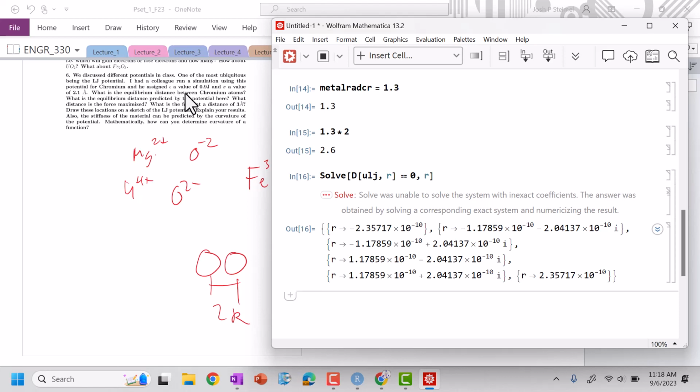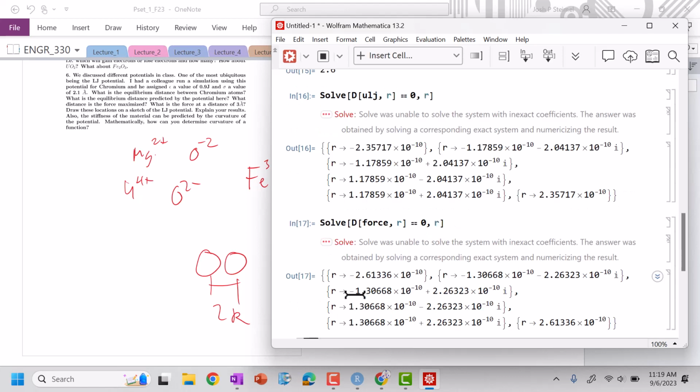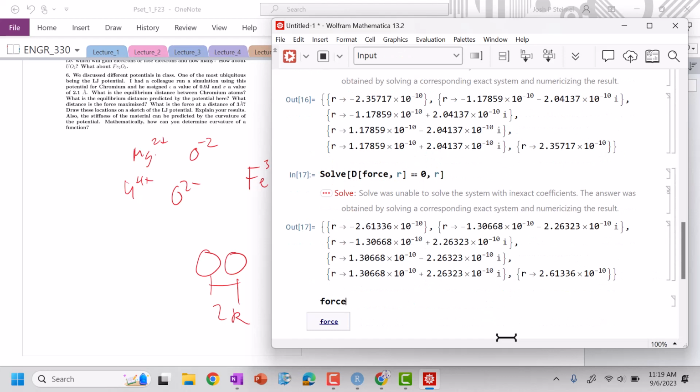So what is the distance at which the force is maximized? Now we can solve where the derivative of force with respect to r is equal to 0. And you get 2.6 angstroms. What is the force at a distance r of 3 angstroms? So 3 times 10 to the minus 10. So this would be our force at 3 angstroms.